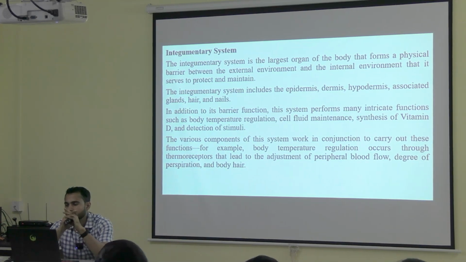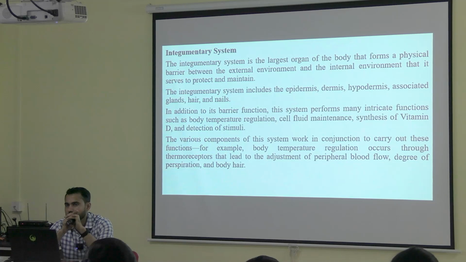In the integumentary system, the skin is included, which is the largest organ of the body. Along with that, some other structures are also included. For example, hair follicles, sebaceous gland, sweat gland, erector pili muscle. These are the structures situated in this integumentary system.